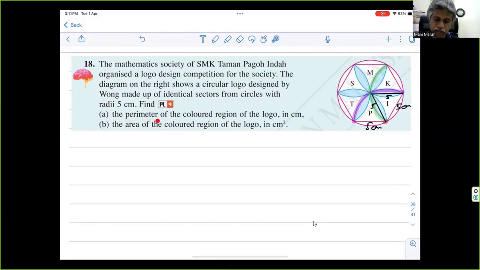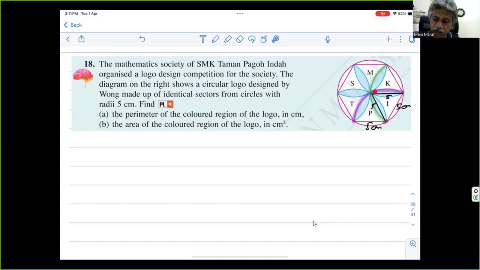You're asked to find the perimeter of the colored region of the logo. So the colored region, or the blue region you can see here. You're asked to find the perimeter. It looks a bit complicated, but actually it's very simple. The reason is that the pattern here is identical, it's repeating everywhere. So all you need to do is find the arc length of one of these arcs here. What is the arc length of this section here?